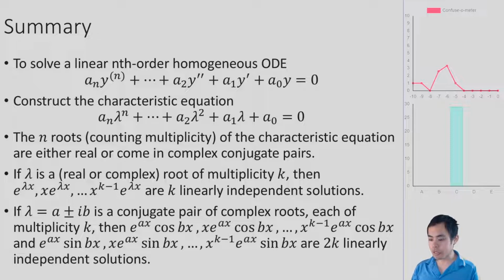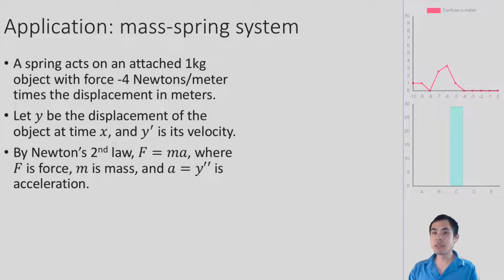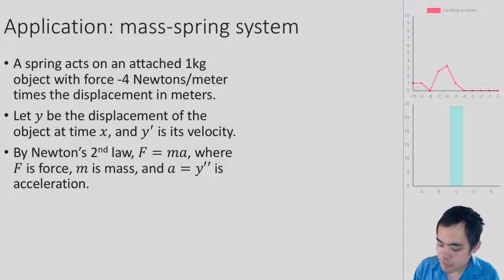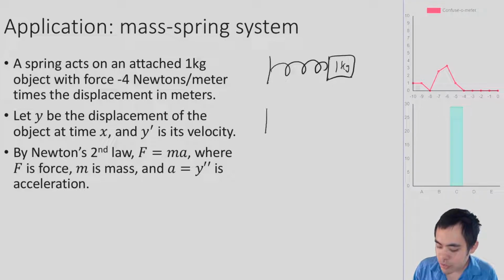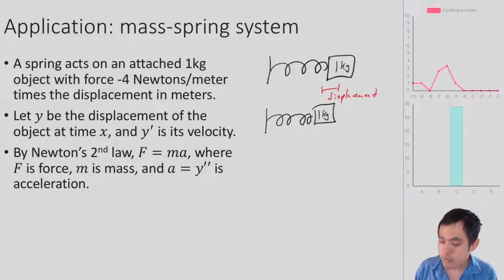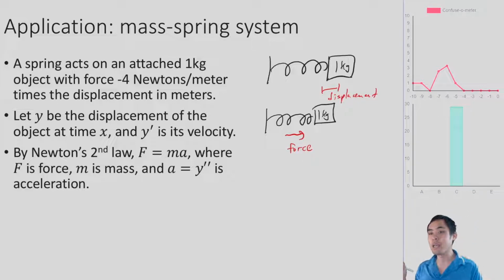And let me finish off with a couple examples. If we have a mass spring system, so a spring with a 1 kilogram mass attached to it, and we squeeze it in a little bit, then we have some displacement distance. And when you squeeze it like this, the spring obviously is going to push you back out, so you have some force.